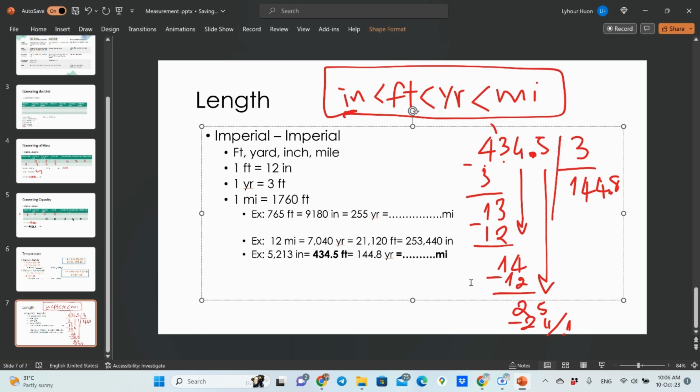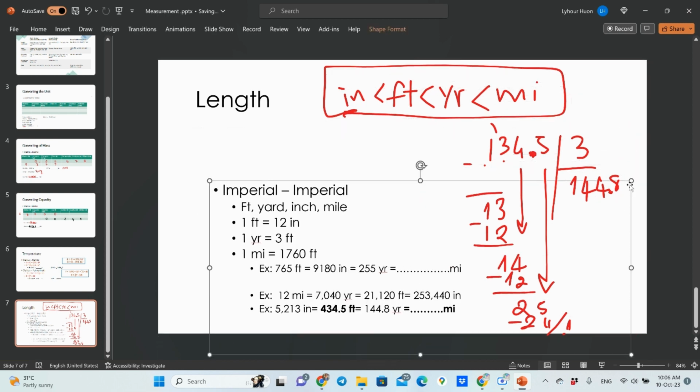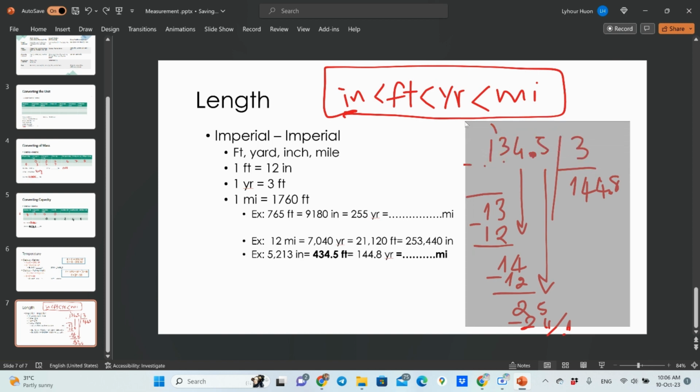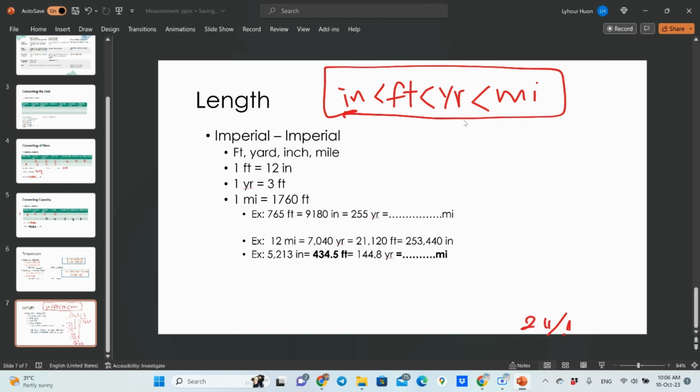434.5 feet to miles, meaning it's smaller to bigger, so it's dividing. So we divide, but it will be decimal again. We just ignore the decimal and divide, and then when it comes to the result, we add the decimal back.